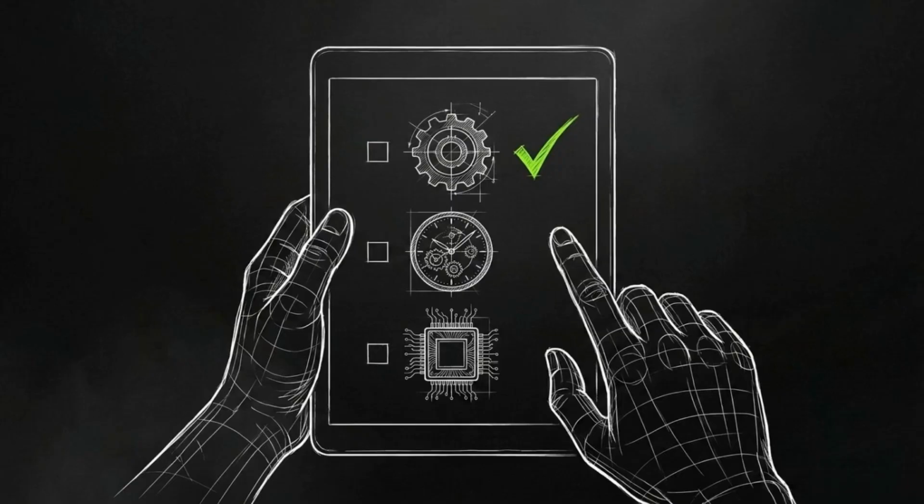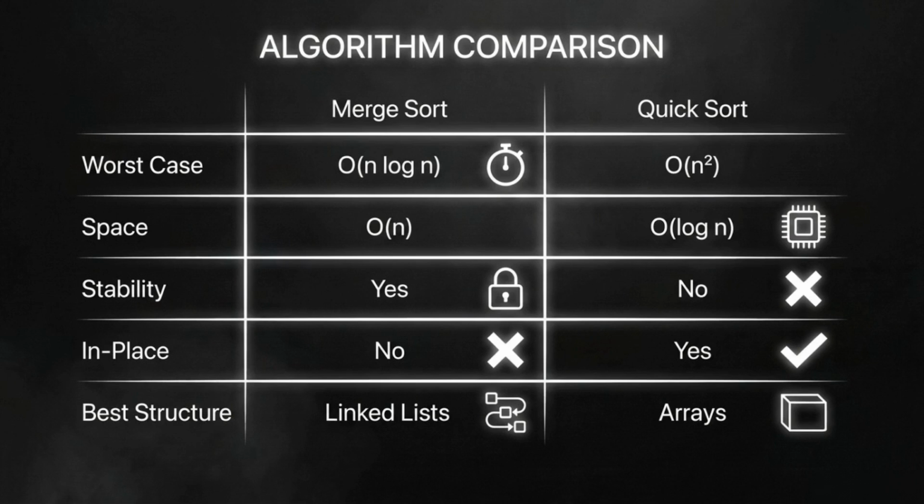Choosing an algorithm relies on a strict checklist of project constraints. This matrix consolidates the evaluation vectors we've explored. The heuristic is clear. You deploy merge sort when dealing with linked lists, or when absolute stability and guaranteed maximum time limits are non-negotiable, accepting the heavy memory overhead in return.